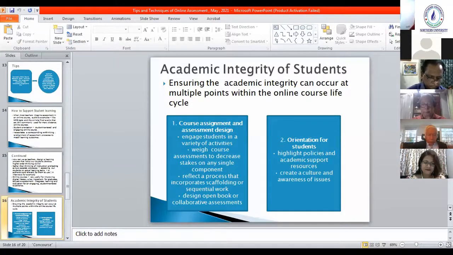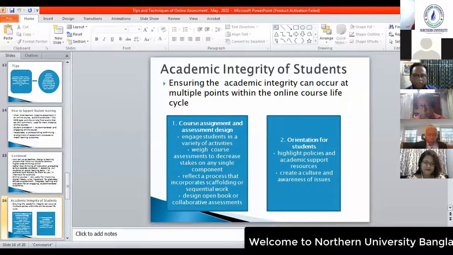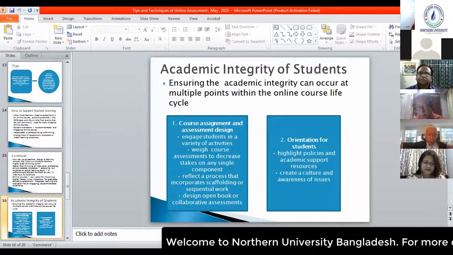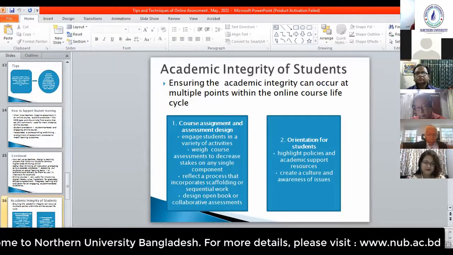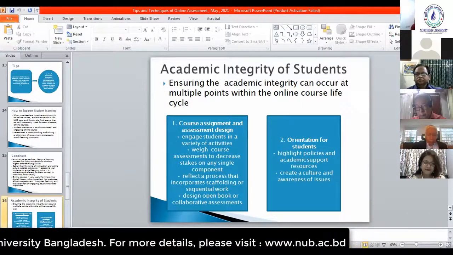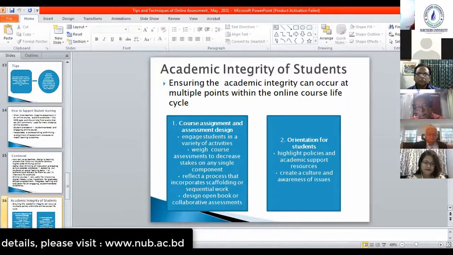In the course assignment and assessment design, we can see how we engage students in a variety of activities. It's not just one activity, but how do we make the activities many more? How do we weight course assessments to decrease stakes on a single component? It's not just one, but then how do we divide it? Say if I'm giving 50 marks for continuous assessment, how do I divide it? One is 10, one is 12, one is 8, another 10, and so on, so that not one single component has the highest weightage.